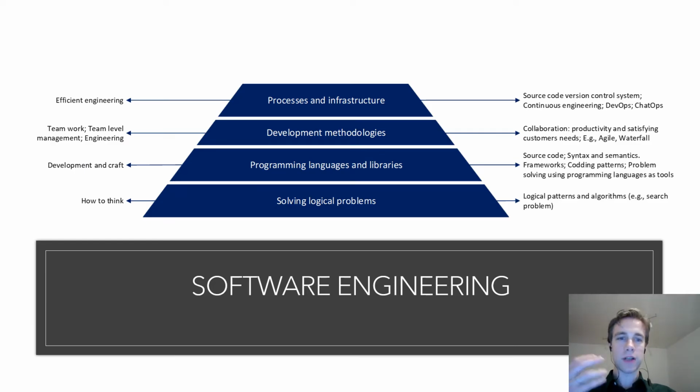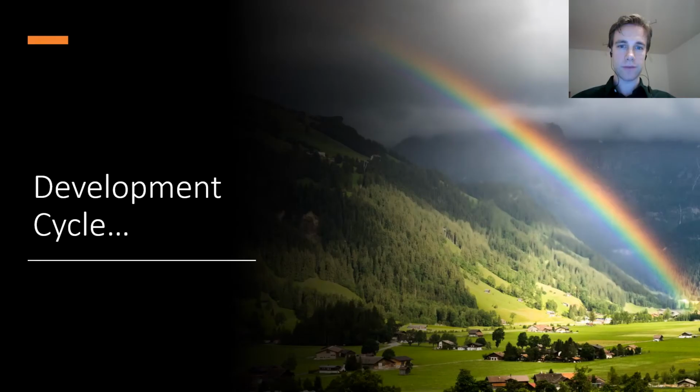So what we're actually talking about here is software engineering. That means that besides programming skills and the skills for solving logical problems, there is a certain set of engineering practices for development of the software and for the whole process and the whole infrastructure for software engineering. Now, if we take a look at this development cycle from the outside, everything seems to be perfect and wonderful.